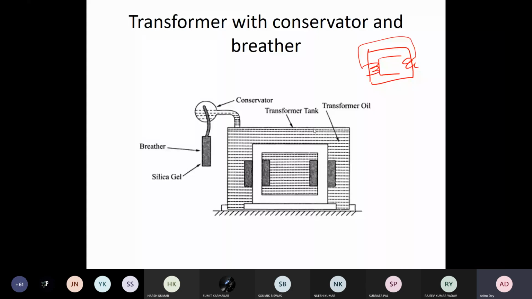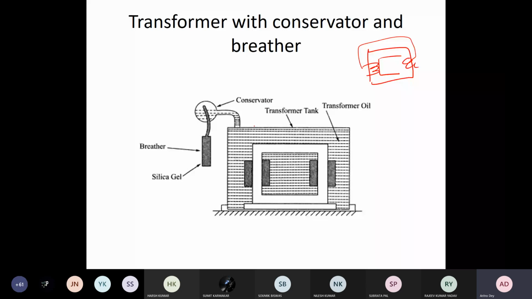Anyway, there are certain characteristics with which we can classify the transformer oil. You cannot use any oil. Transformer oil should have specific characteristics, insulating property, and other things as well, which I am not going to discuss because it is beyond the scope of this course.